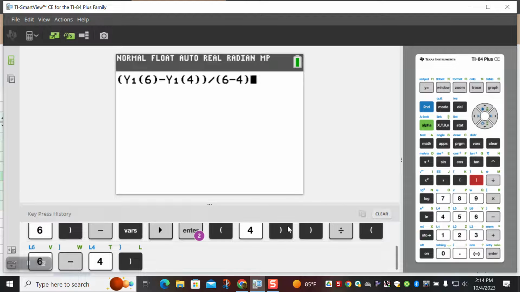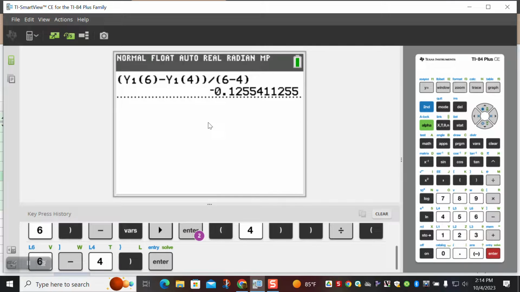Now, because of the way this function is defined, I guess I could do the arithmetic to actually find the function value at 6 and 4. But if it's a calculator active question, you probably wouldn't take the time to do that. You would just use your calculator to do that for you. And it turns out to be about negative 0.125541125, which you could either truncate or round on the AP calculus exam. You wouldn't even have to round it or truncate it as long as it's correct to 3 decimal places.